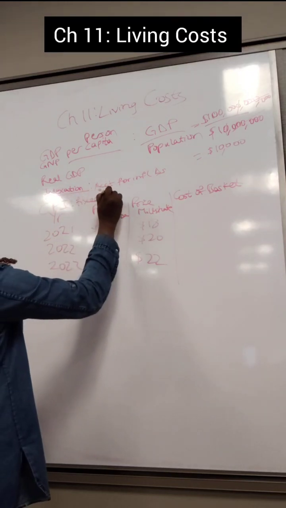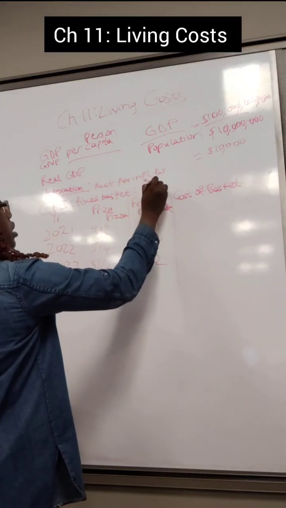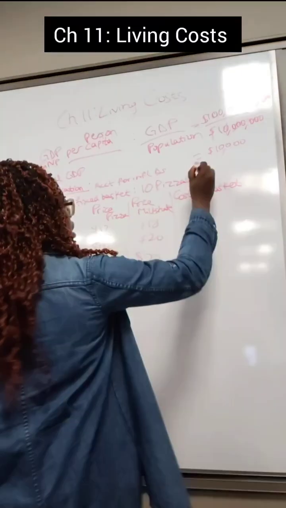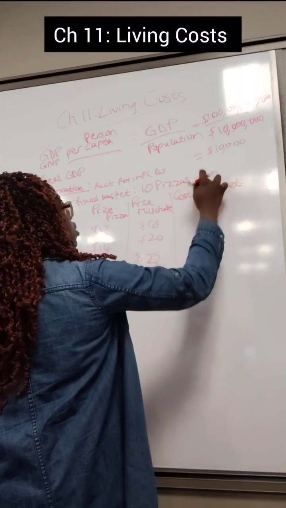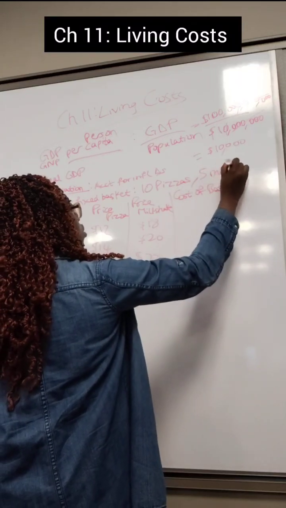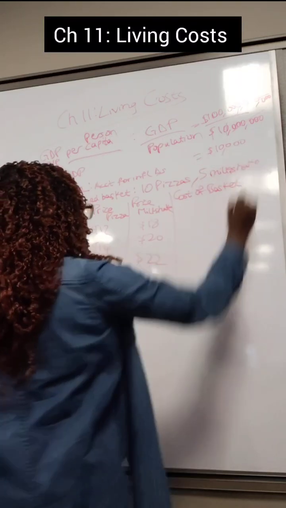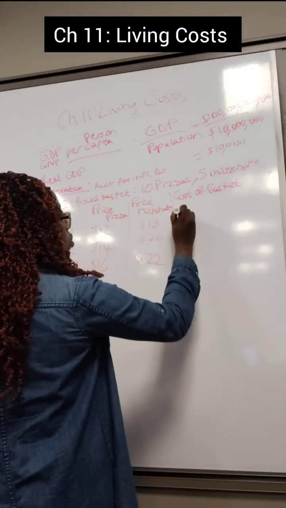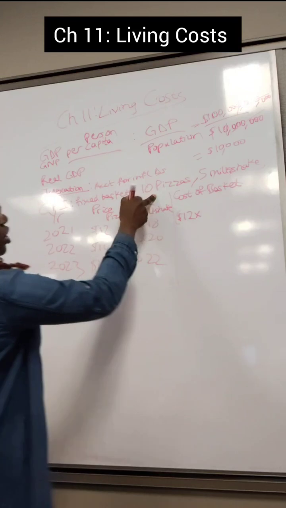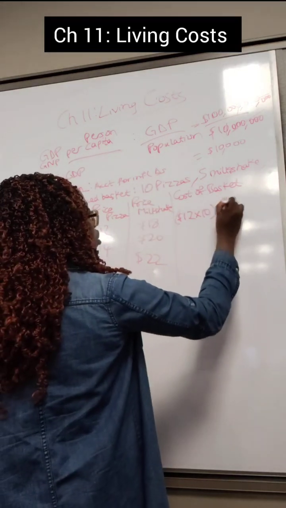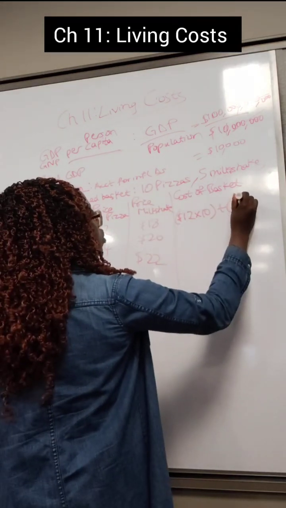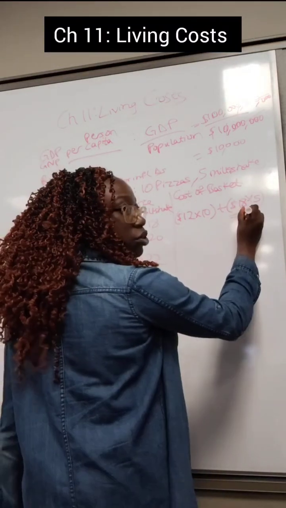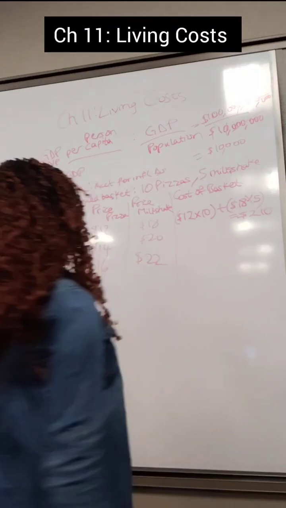Now let's assume that based on this fixed basket, we only have 10 pizzas demanded in total. Let's just keep it simple. We have only 10 pizzas and 5 milkshakes demanded in total. So for 2021, you take the price of pizza, $12, times the 10 pizzas demanded, plus the price of milkshake, $18, times the 5 milkshakes demanded. That gives you $210 for 2021.